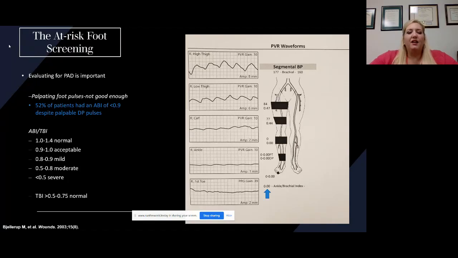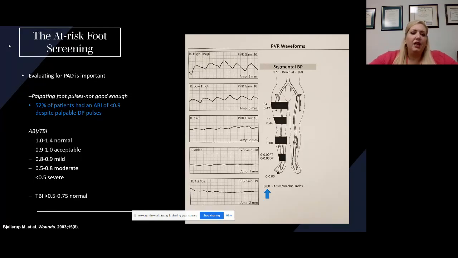And then another study showed that even patients that had palpable pulses had a low ABI, the ankle brachial index. So don't be fooled by palpable pulses. Get some screening studies, an ABI, and then I also would advocate for a TBI as well. So again, the ABI is the ankle brachial index. You take the blood pressure of the arm and then around the ankle, and you make the calculation.